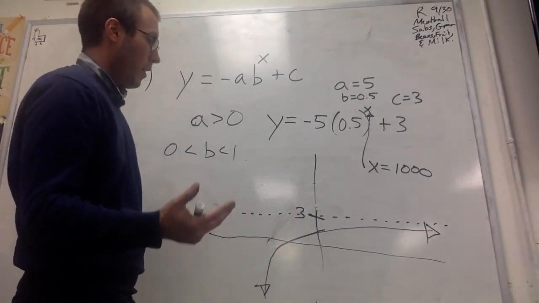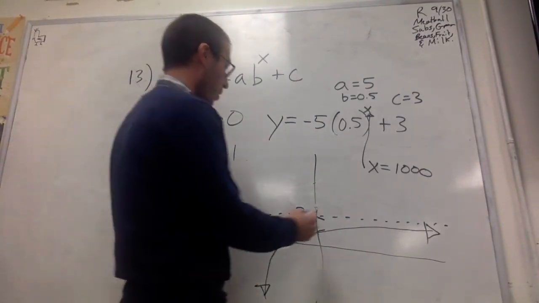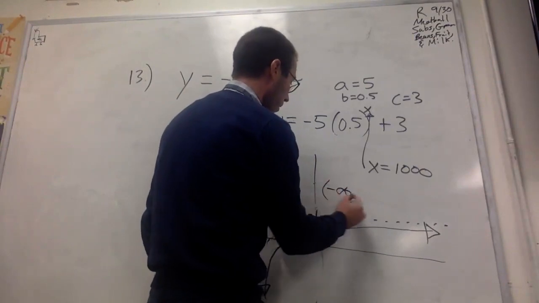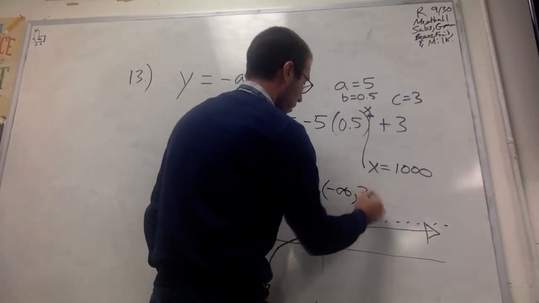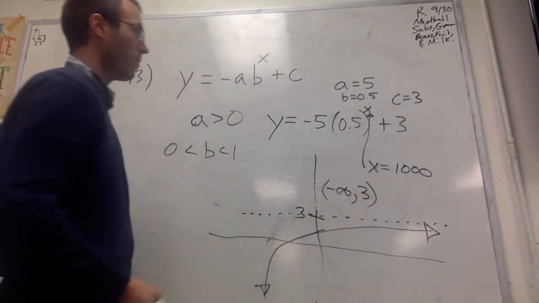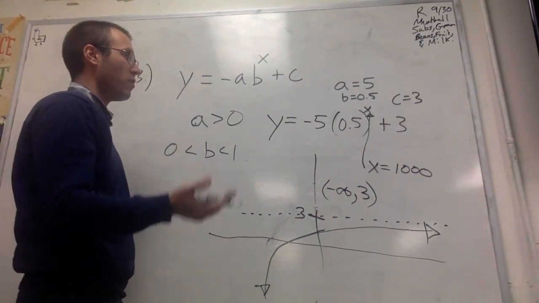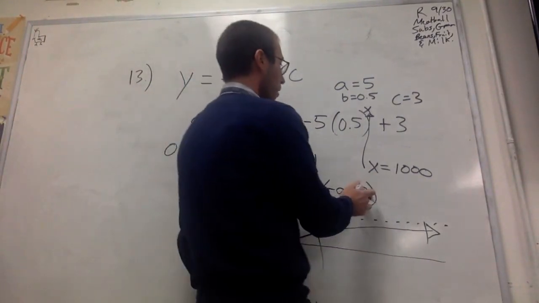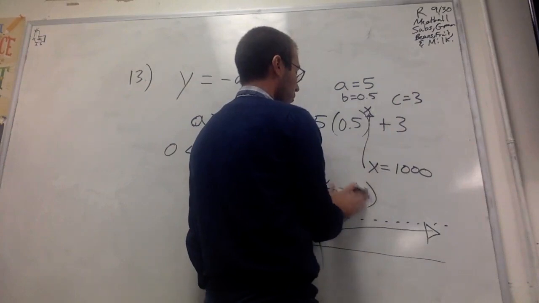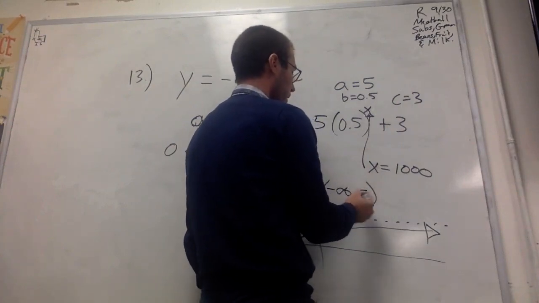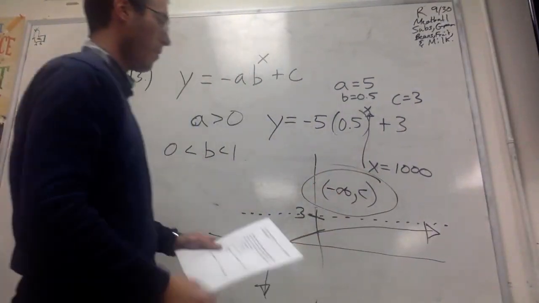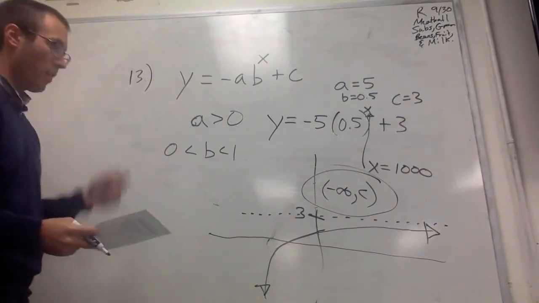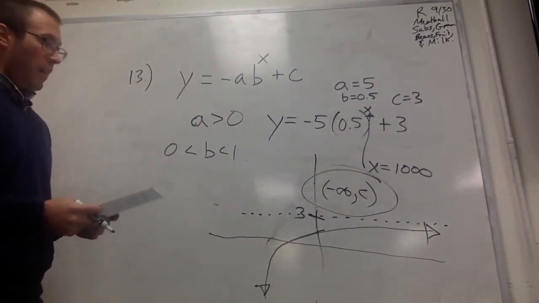All right, so the range would be from -infinity all the way through 3, and it would be open there. Now I realize that we called C 3, so I'm going to just replace this with C. So that's my range. And that is how you do it.